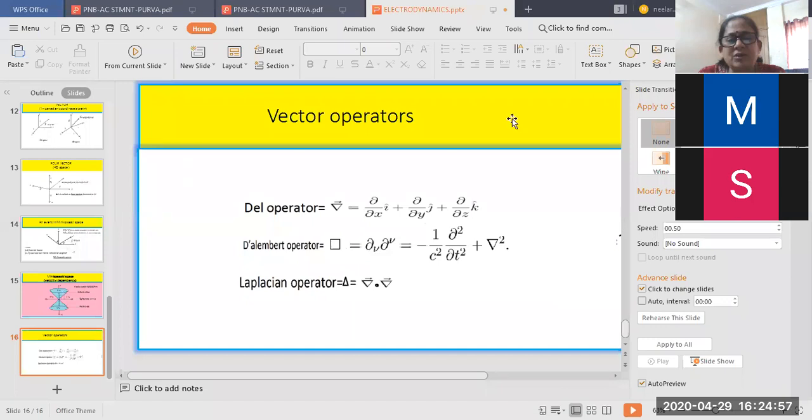Minkowski space transformation can be shown in terms of electromagnetic field vectors. How the electric field varies and how the magnetic field varies in Minkowski space can be shown in an electromagnetic field tensor. That I will take in a separate class, the next class. Okay. I'll stop the class, ending the meeting here. Okay.